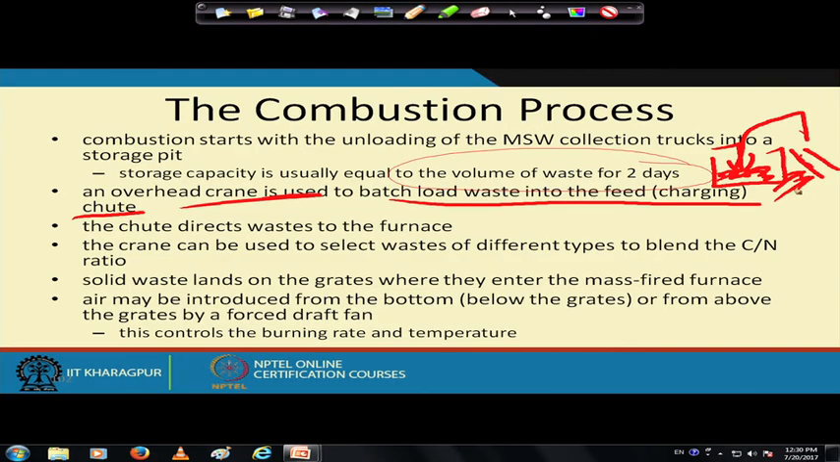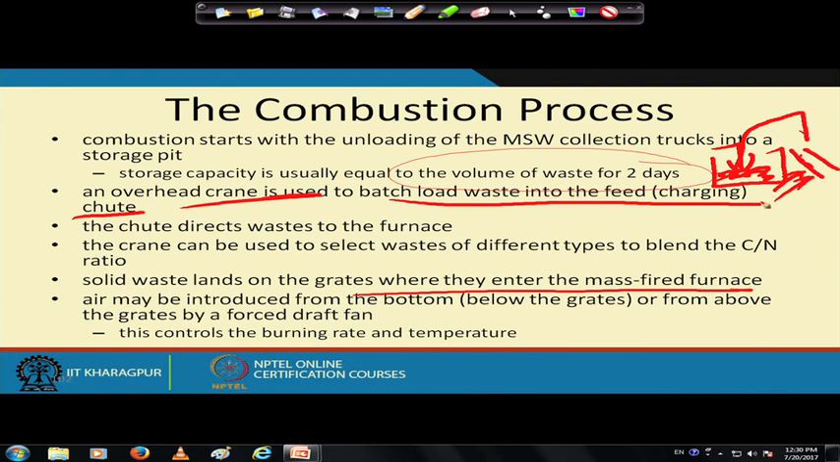And so the chute will direct the waste to the furnace. The crane can be used to select the different waste to mix the carbon nitrogen ratio. If you have different types of waste, to increase the calorific value, you want to mix different types of waste. And then the solid waste will land on these grates as they enter the mass fired furnace.